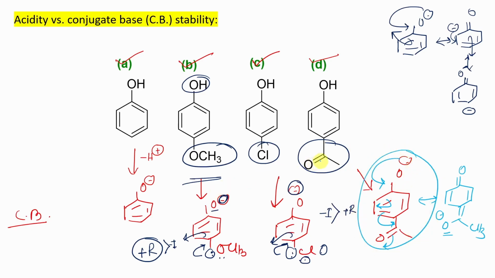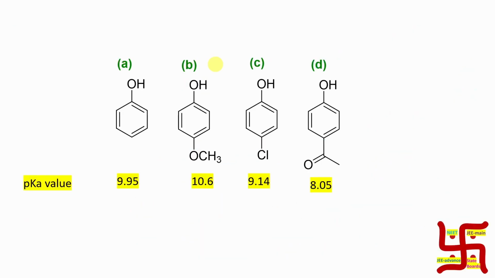So acidity is expected to be highest in this case because this acetyl group shows both -I and -R, meaning both are withdrawing in nature, which will help to delocalize the extra negative charge produced after deprotonation. So that's why option D is the right answer, or you can say it is the maximum acidic among these. By the way, if they ask what the trend is, I am giving some data: pKa values. If you look at phenol, it is a reference, as I told, 9.95 pKa. Next, para-methoxyphenol 10.6, and para-chlorophenol 9.14.